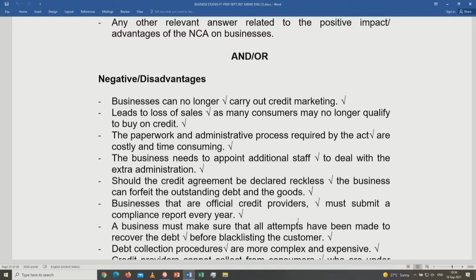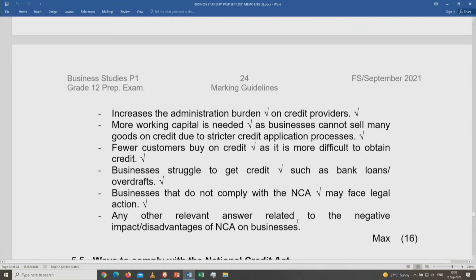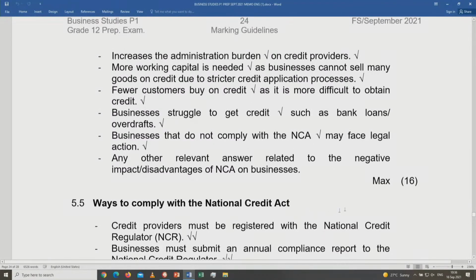So all these have got to do with the negative impact this act has on business. I'm not going to go through all of them. You can read through, but it is important to take note that negatives have got to link with what has been asked, which is the impact on business. And then you go through that to a maximum of 16.